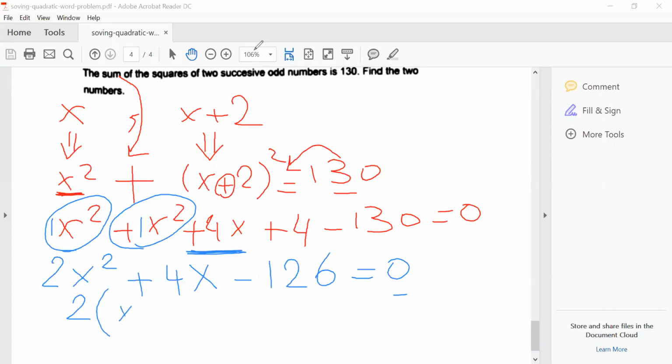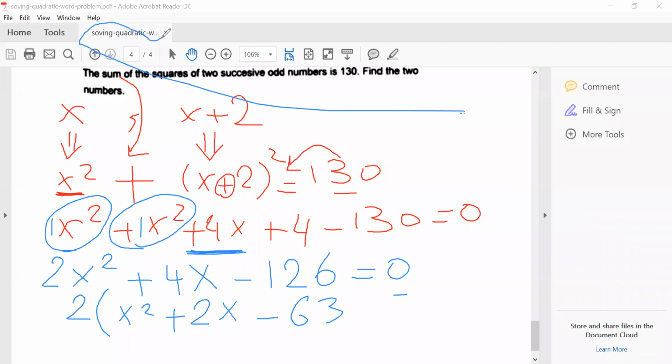2 divided by 2 is 1, so x squared, plus 4 divided by 2, 2x, minus 126 divided by 2 equals 63, equals 0. Now leave the 2. Of course, 2 couldn't be equal to 0.